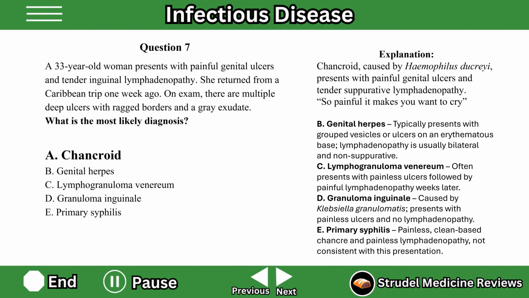D, granuloma inguinale is caused by Klebsiella granulomatis. Typically, it presents with painless ulcers and no lymphadenopathy. E, primary syphilis, will present, of course, with your chancre, which is painless with a clean base, and then you may see painless lymphadenopathy, but again, here you see that painful suppurative lymphadenopathy.